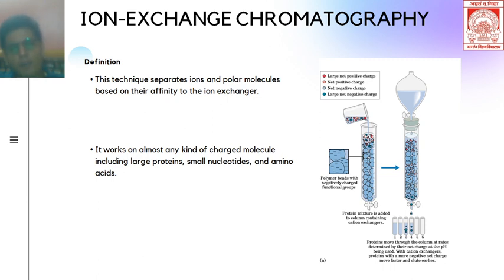As we know, opposite charges attract each other. In that case, the polymer beads which possess the negative charge will have maximum affinity for the large net positive charge and least affinity for the large net negative charge. Because of this, the first thing that will come out from this column will be the ones that possess the large net negative charge. So you can assume that using this technique we can separate charged molecules especially, that can be proteins, nucleotides and amino acids.